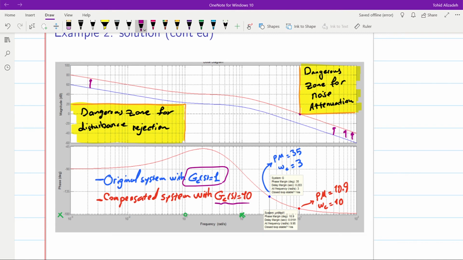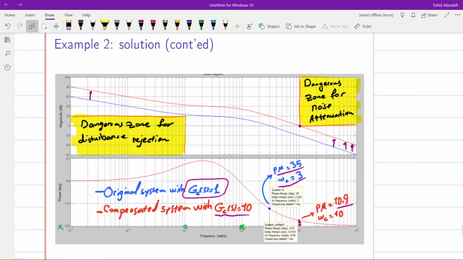The crossover frequency is equal to 10, and at that frequency we see that the phase margin is equal to 10.9. For the original system without the compensator, omega c was equal to 3 and the phase margin was equal to 35, which is still smaller than what we are expecting. Therefore, a better solution for this system would be to use a lead compensator where we will increase the amplitude around this frequency.